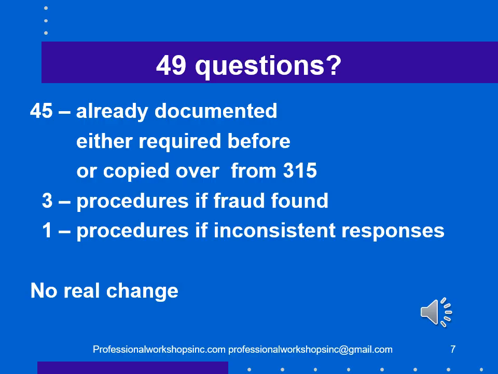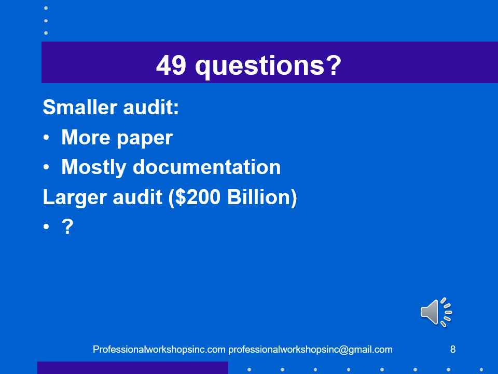Three of them are procedures if fraud is found. Odds of us finding fraud are probably never, so those will never come into play. One is procedures if there are inconsistent responses. Probably won't be, but good to document that we thought about whether or not responses were inconsistent and documented that. So while it's more paper, there's really no change. So in a smaller audit, under $1 billion, more paper, mostly documentation, shouldn't be that much of a big deal.